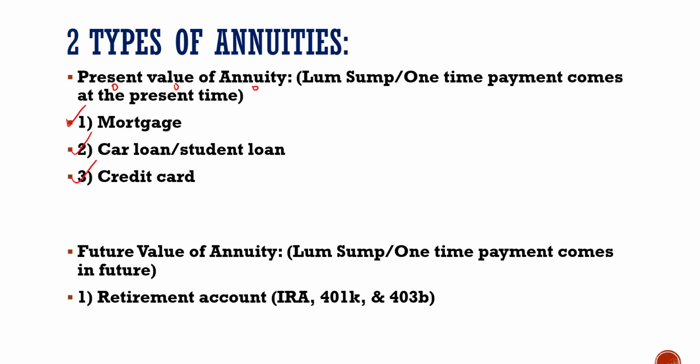And then for the future value of the annuity, the lump sum one-time payment comes in the future. A typical future value of annuity could be a retirement account. So IRAs, 401k, 403b, those are typical examples of retirement accounts in the current market. And again, all those one-time payments come in the future. Once you retire, you start to withdraw from your retirement account.